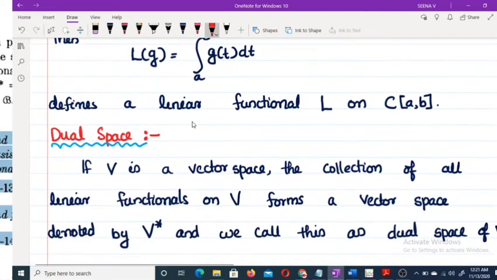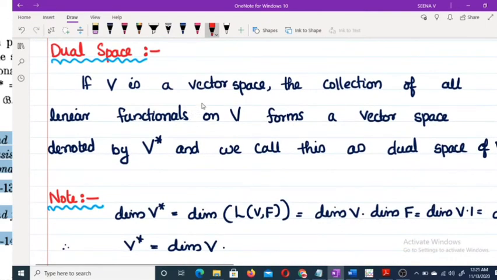Now, if you consider the vector space V and consider the collection of all linear functions on V, that again forms a vector space, and we denote this as V star, as the collection of all linear transformations forms a vector space. What about the collection of all linear transformations L(V, W)? We have already discussed L(V, W). This is the collection of all linear transformations from V to W, and this forms a vector space.